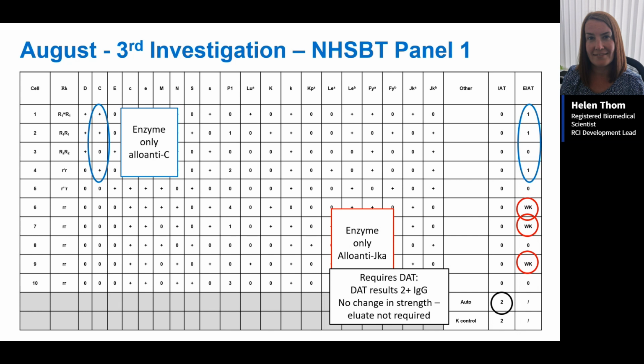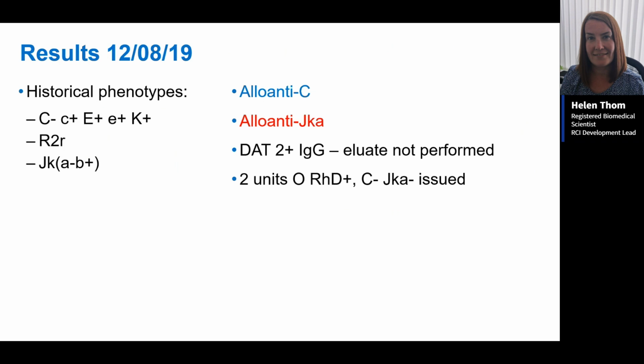Nice, pretty straightforward. The DAT was 2+, which was the same strength as the last time. So there's no change in the patient's serology, so we didn't perform an eluate on this sample. So the report went out, basically pretty much the same as the last time. The only difference is we didn't perform an eluate this time.